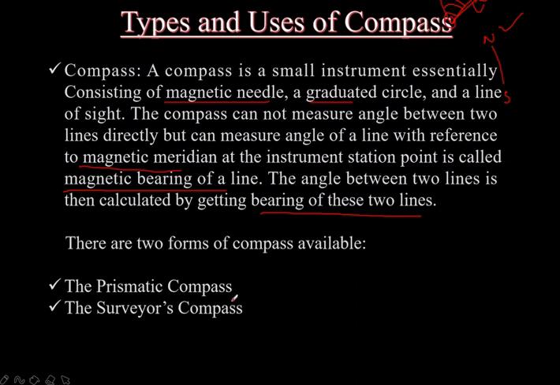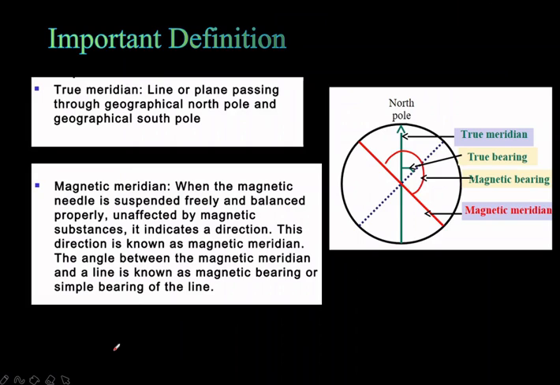There are two forms of compass available. The first is the prismatic compass and the second is the surveyor's compass. In this lecture we will concentrate on the prismatic compass only. First we will see some important definitions. True meridian: what is the true meridian?